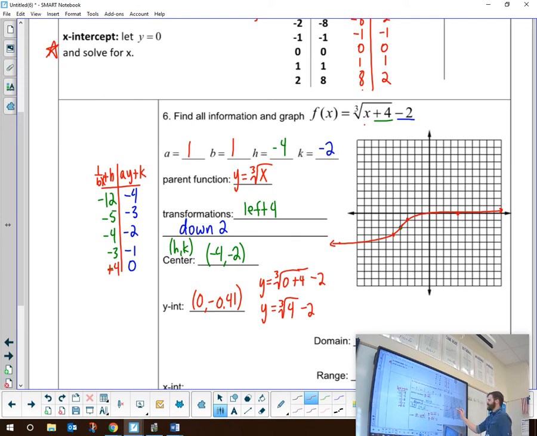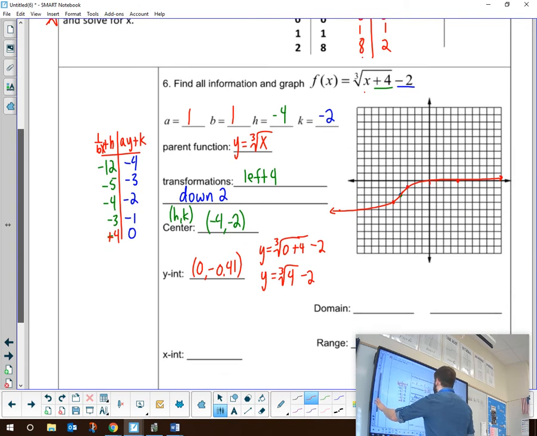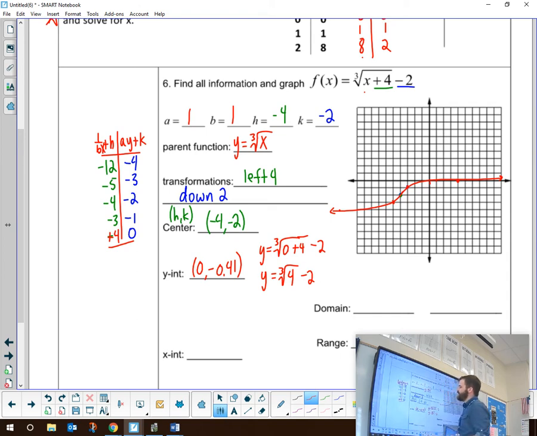Okay, I intersected a little bit high. It should have intersected it like right there. But you get the idea, right? There's my y-intercept. Now, my x-intercept, we already know what my x-intercept is. It's right here. Okay, it's going to be positive 4 and 0. We already put that on there. So my x-intercept is going to be at 4, 0.